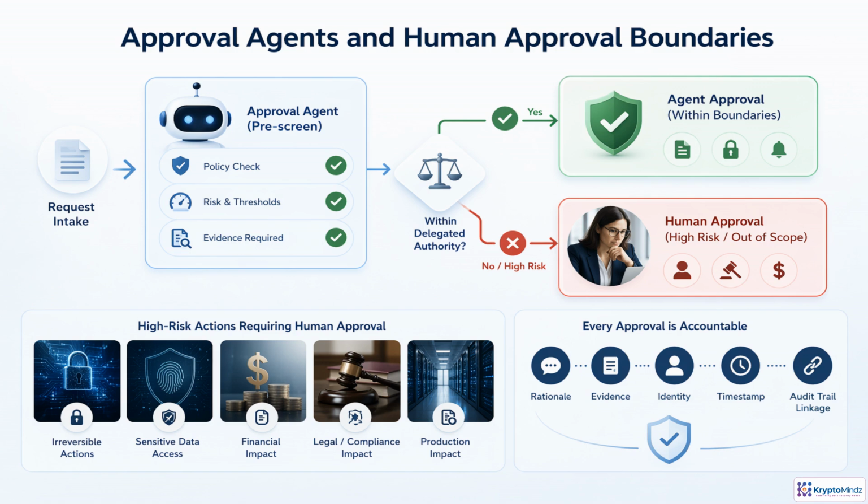Approval agents are useful gatekeepers, but they should not become unlimited decision makers. Let them pre-screen requests against policy, risk thresholds, and required evidence. If a request stays within delegated authority, the agent may recommend or approve it within that narrow boundary. If it involves irreversible changes, sensitive data, money, legal exposure, or production impact, a human should make the final call. The key is accountability. Every approval needs a clear rationale, supporting evidence, approver identity, timestamp, and link into the audit trail.